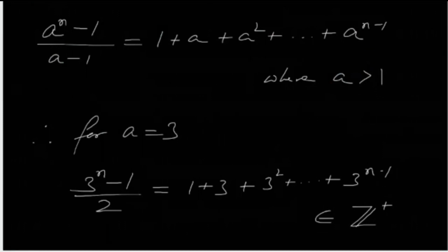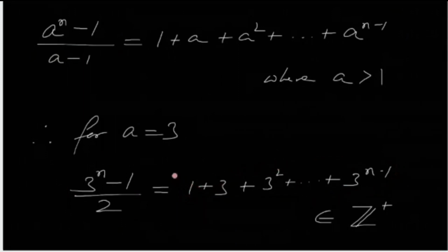See, this is nothing but the formula of the geometric progression, the sum of the first n terms of a GP. So this is an identity. For a equals 3, (3^n - 1)/2 is nothing but 1 + 3 + 3^2 + 3^3 up to 3^(n-1). Now this part is clearly a positive integer, because individually these are all integers, so the sum is also an integer.